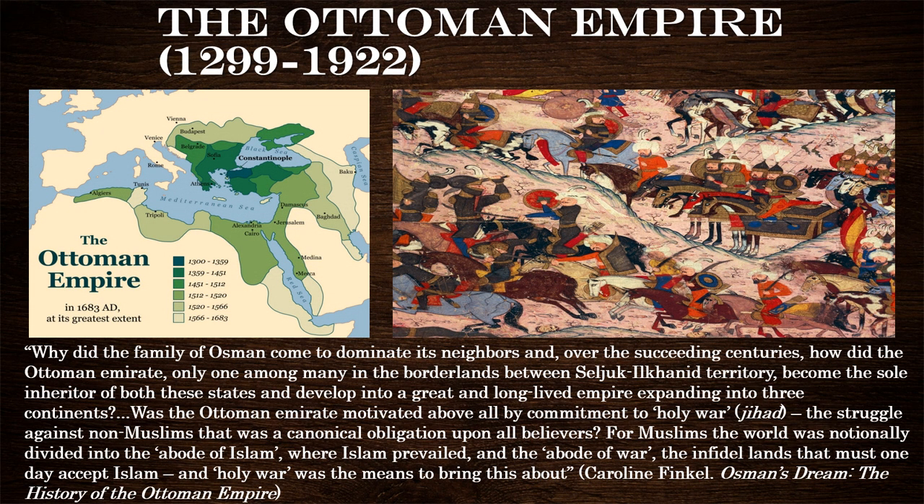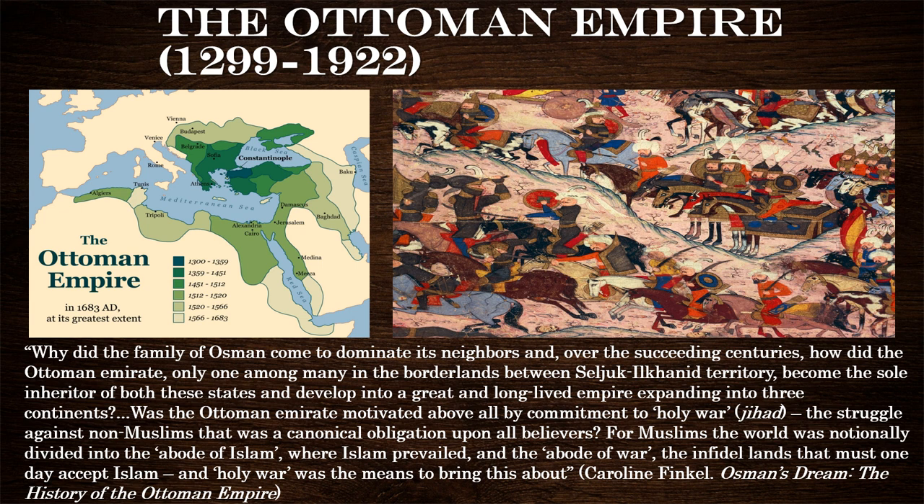So first, the Ottoman Empire. We'll take these in the order that we've already laid them out from a really good, fairly recent book on the Ottoman Empire. Appropriate, don't you think? The author says or asks, why did the family of Osman, the Ottoman Empire takes its name from its founder, come to dominate its neighbors and in Turkey?